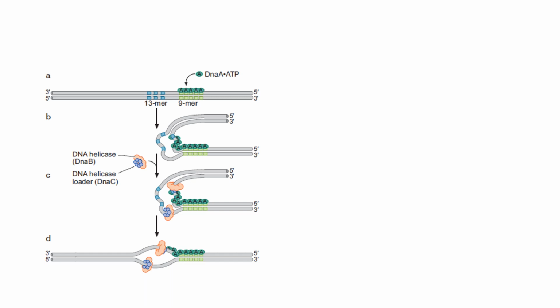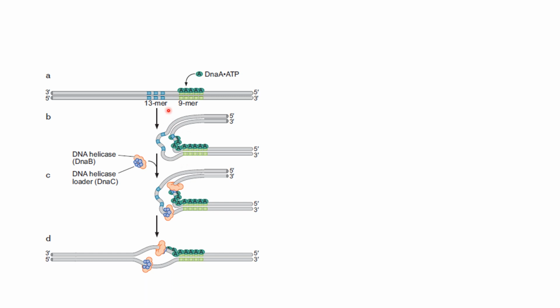Now there has been a model proposed for the replication of the DNA. As mentioned about the origin of replication, we say that this is the origin of replication. In the origin of replication, we have three 13-mers. These are nothing but repeats basically. So we have three 13-mer repeats and five 9-mer repeats. The process of replication starts when the protein DnaA, which is bound to ATP, comes and binds in this region, leading to the unwinding of the 13-mer region as well.